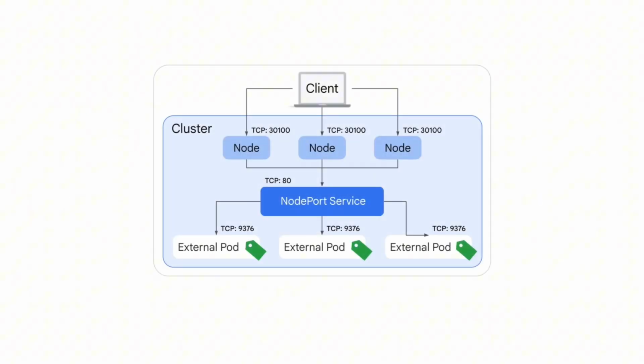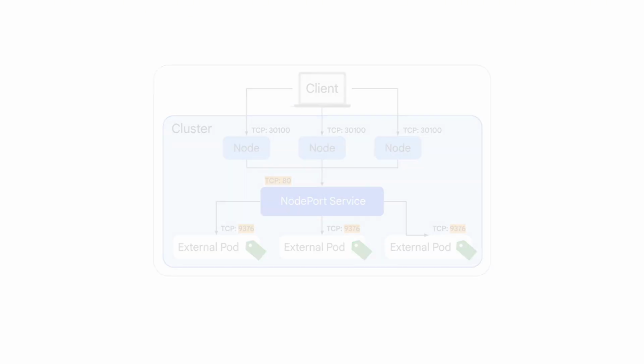So let's say that there's a service that can be reached from outside of the cluster by using the IP address of any node and the corresponding node port number. For this to work, we'll say that traffic through this port would need to be directed to a service on port 80, and further directed to one of the pods on port 9376.